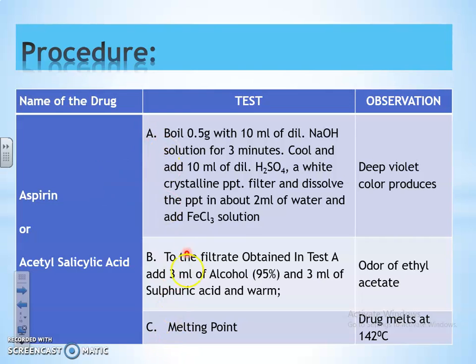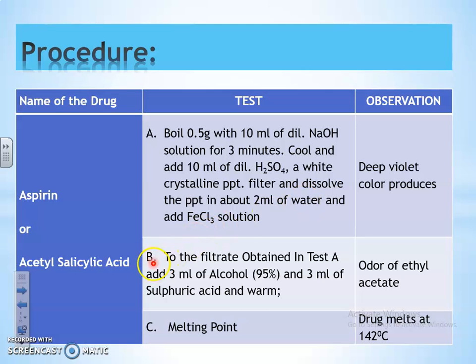There will be 3 tests to perform the identification test for aspirin. First is to boil 0.5 gram of the drug, aspirin, with 10 ml of dilute NaOH solution for 3 minutes. Then we have to cool it and add 10 ml of dilute H2SO4. A white crystalline precipitate is produced, and that we have to filter out. That precipitate is to be dissolved in about 2 ml of water, and then we have to add FeCl3 solution. If a deep violet color is produced, then it complies with IP.